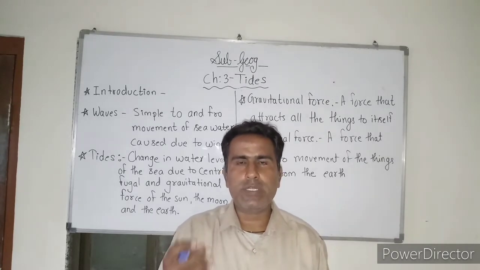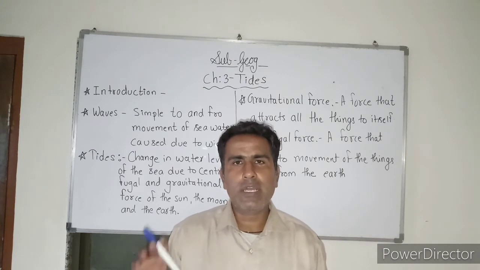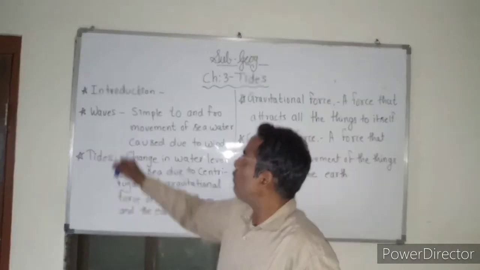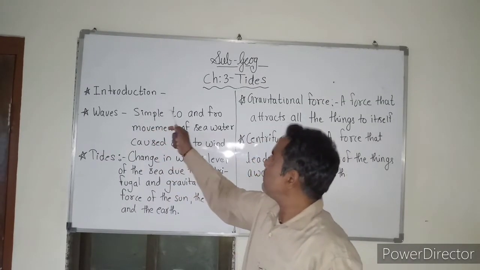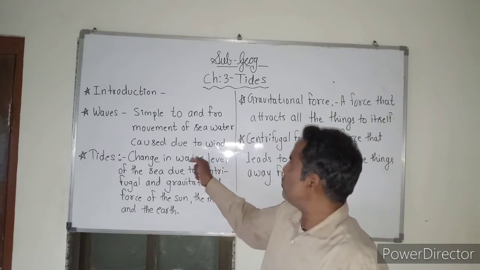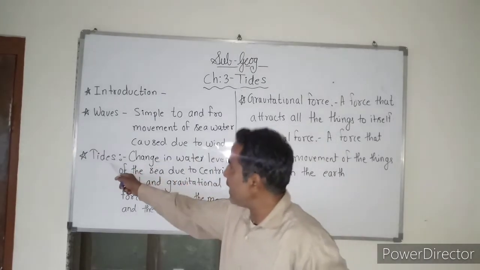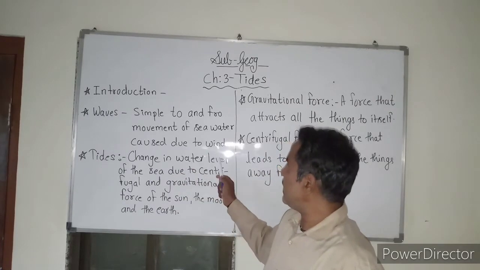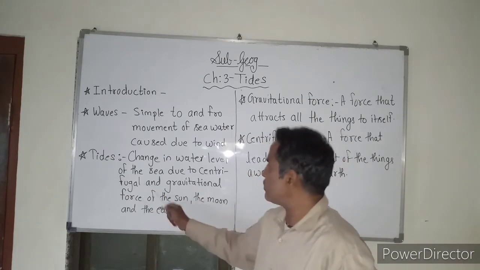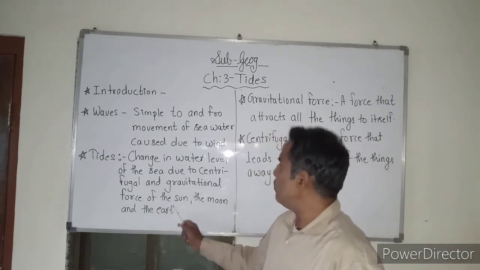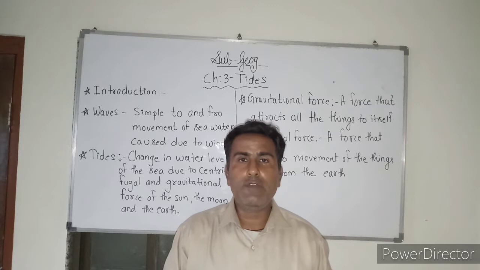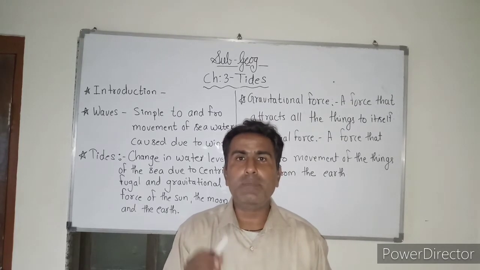But before proceeding to the next topic, let's clear up an important topic, that is the difference between waves and tides. What are waves? Waves mean the simple to and fro movement of sea water caused by wind. While tides mean a change in the water level of the sea due to the centrifugal force and gravitational force of the sun, the moon and the earth. That means centrifugal force and gravitational force are the reason behind the tides.